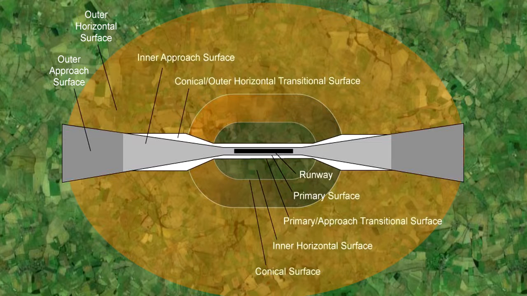The method of assessing the importance of obstacles is obtained by establishing an Obstacle Identification Surface, OIS. An obstacle would be considered significant if it protruded through the OIS. Clearly, a degree of safety margin is applied to this situation.